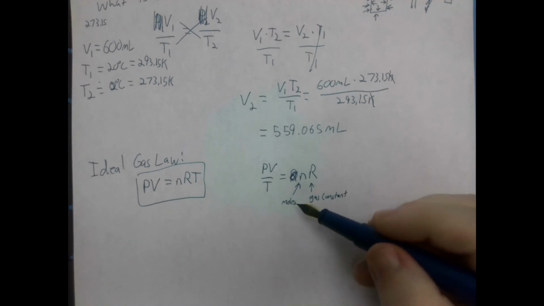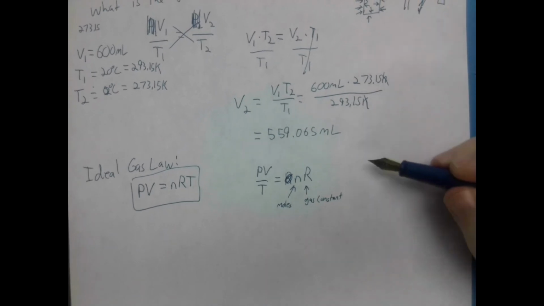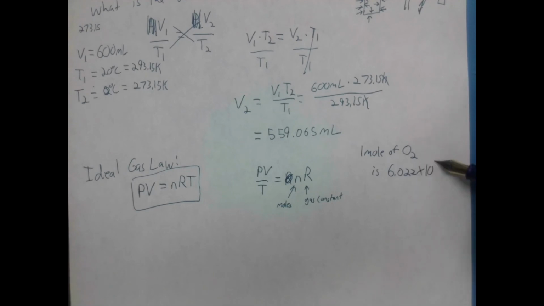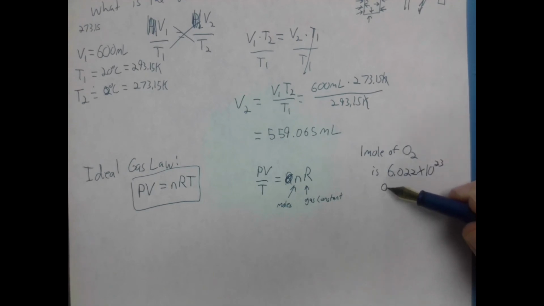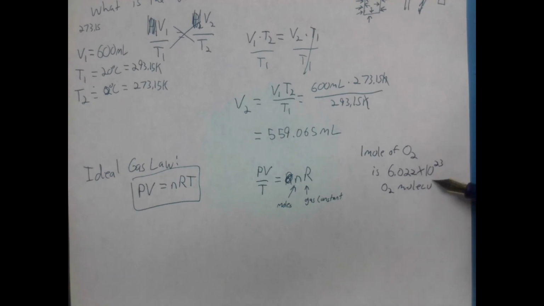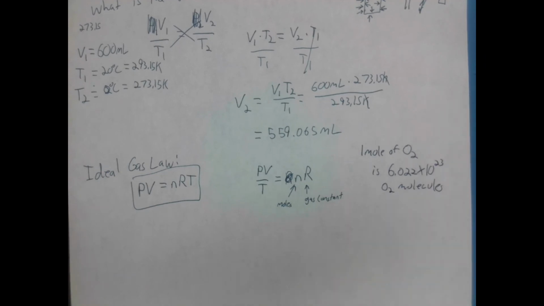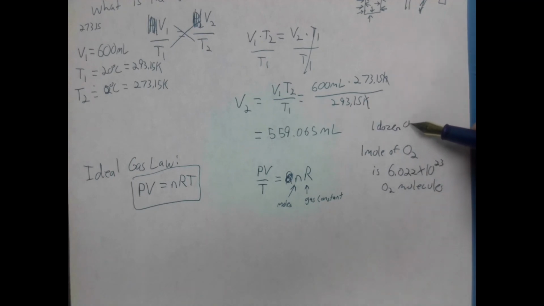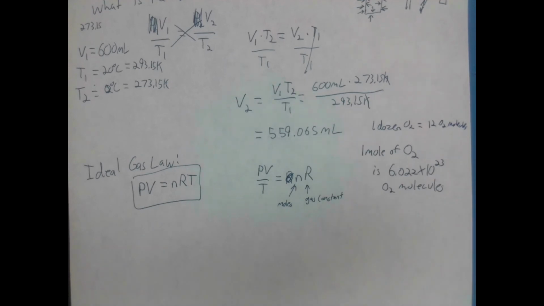Have I explained moles very well? So 1 mole of oxygen, O2, is 6.022 times 10 to the 23 O2 molecules. It's like a dozen. 1 dozen O2 molecules is equal to 12 O2 molecules. It's just a mole is significantly bigger.